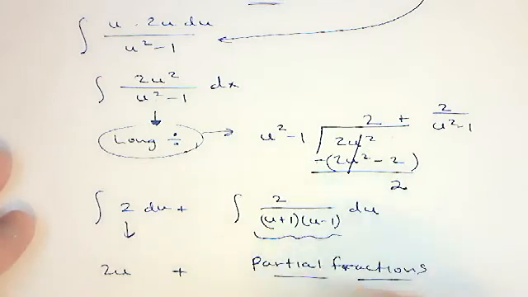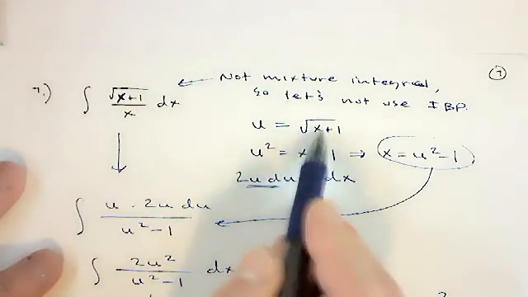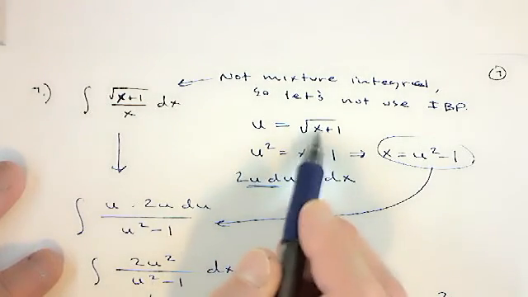Okay. And then don't forget, when you're done with all of this, we have to put it back in. What did u stand for? After you finish your partial fractions, make sure you put in root x plus 1 for all of your u's.